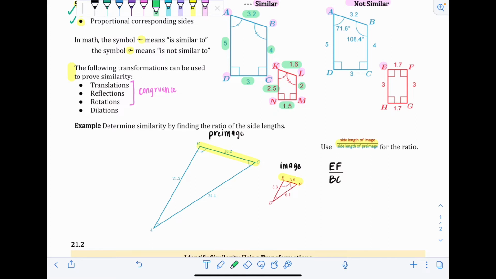And then another side on the image is FD, and a corresponding side on the pre-image is CA. And then the third side on the image is ED, and the corresponding side on the pre-image is BA.